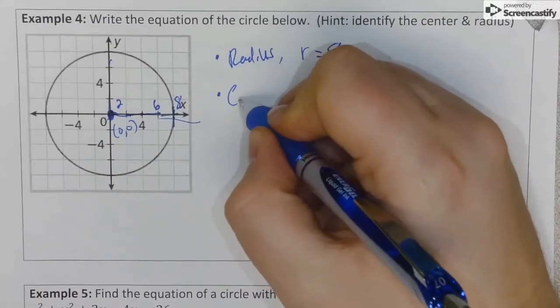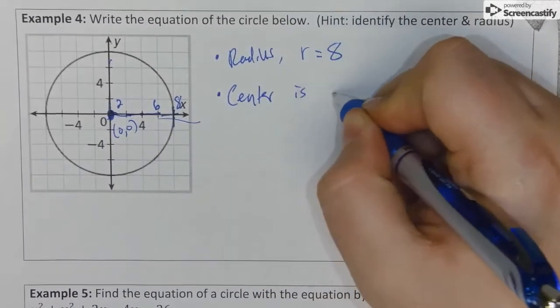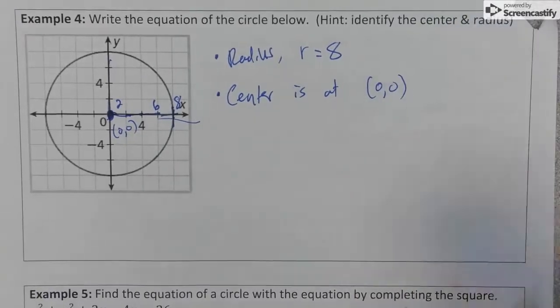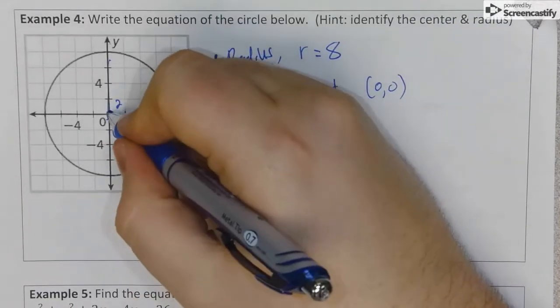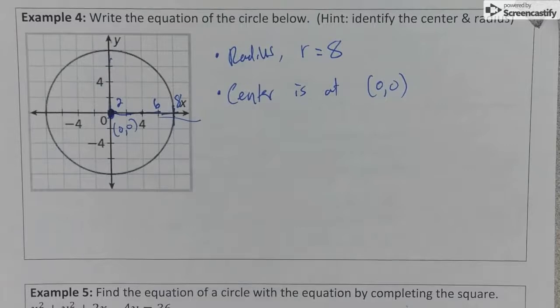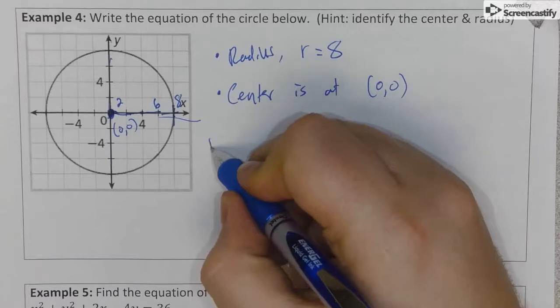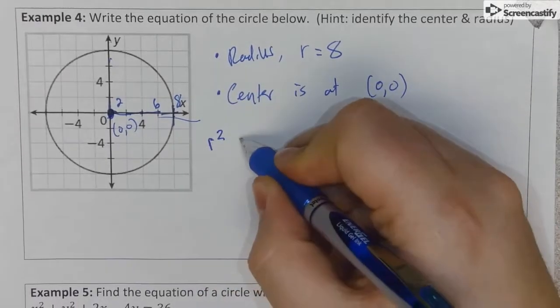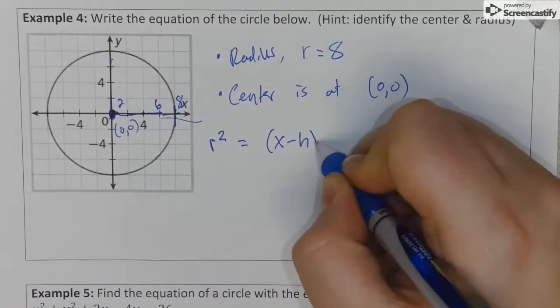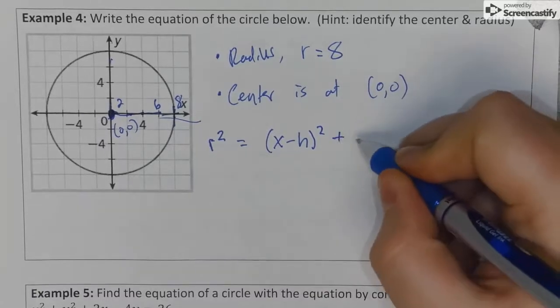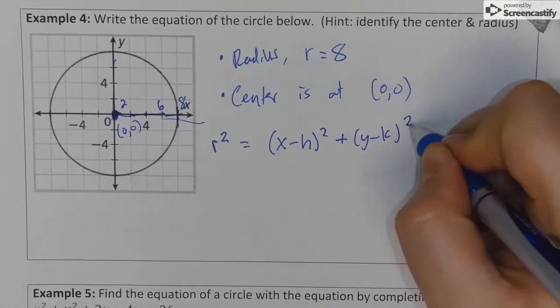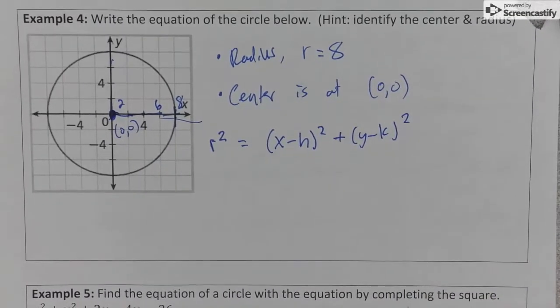The center is at 0, 0. And I just got that because this is the center. This is the bolded dot that they gave you. So if I'm given the center and I'm given the radius, I can easily figure out the equation because I know that the equation of a circle is r squared is x minus h quantity squared plus y minus k quantity squared. So I know what r is.